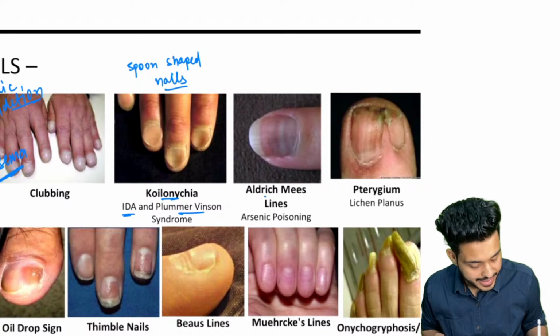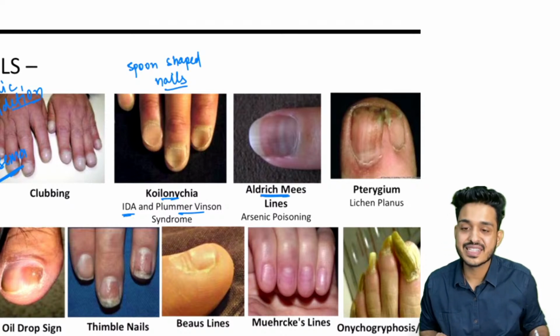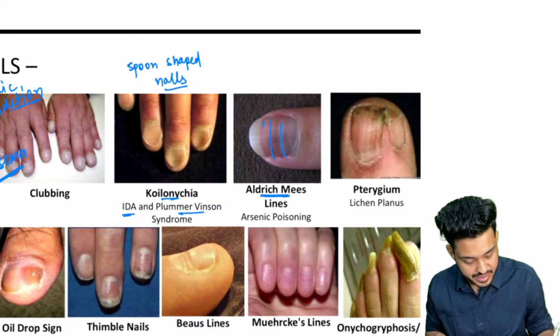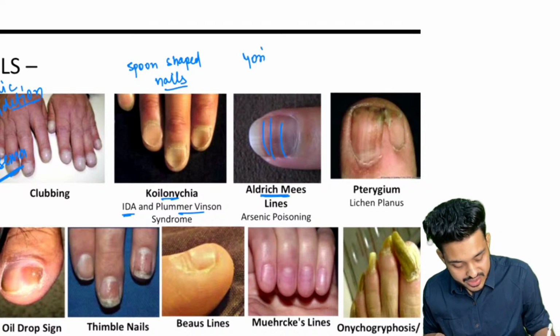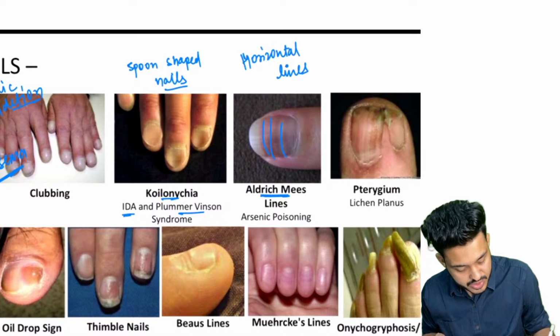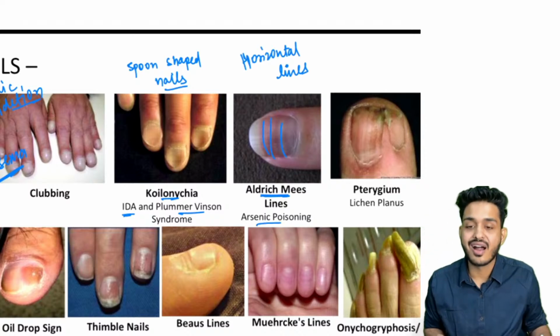Next one is your Aldrich-Mees line. Mees lines are basically horizontal lines. Look here, these are basically horizontal lines. These are seen in which poisoning, guys? These are seen in arsenic poisoning.